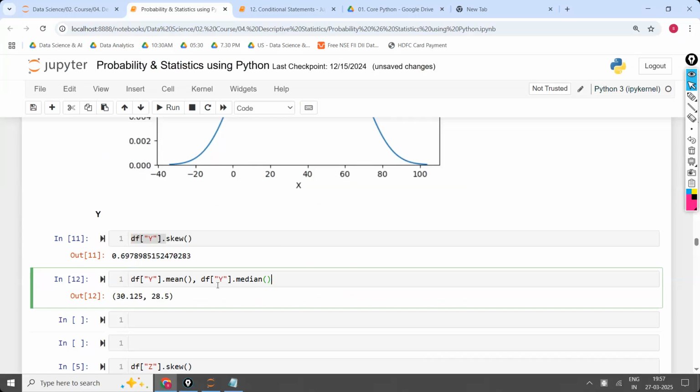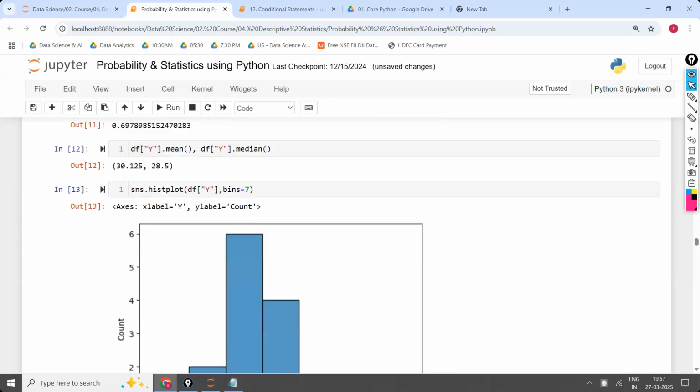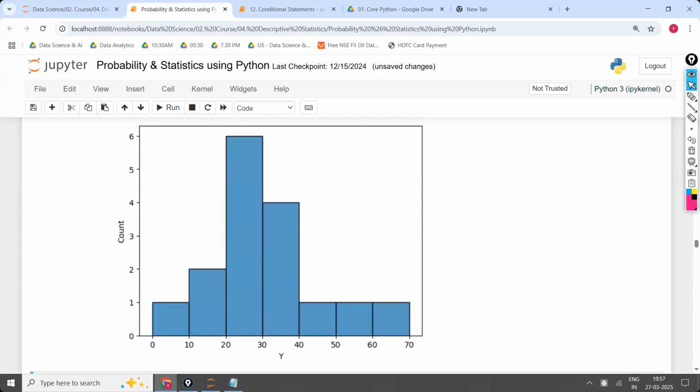Is the point clear, guys? Now let us try with the third one. What is the third one? sns.histplot, where I'm going to give the column as df of y and bins equal to 7. Now, as per the histogram.